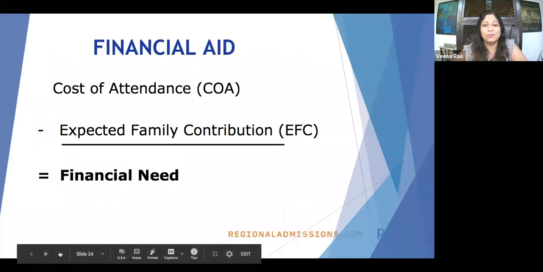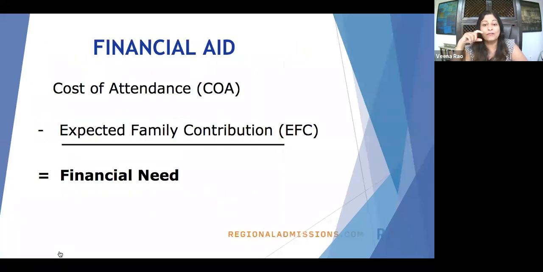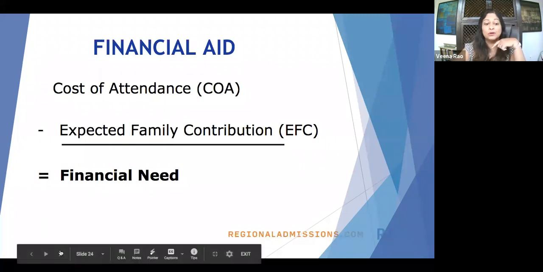So why is that a significant figure? Because your financial need, meaning the amount that the university has to figure out how they're going to meet using all these different forms of funding that we just talked about, the loans, the work study, as well as the grant funding, will be determined by the figure that's going to be generated. So the financial need is determined based on the cost of attendance minus the expected family contribution. One of the things that we should be able to figure out is what your expected family contribution is before you even start applying to universities.